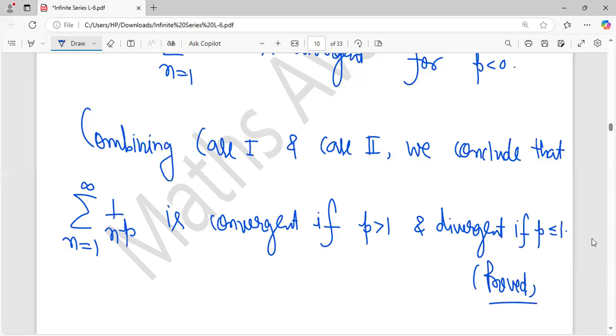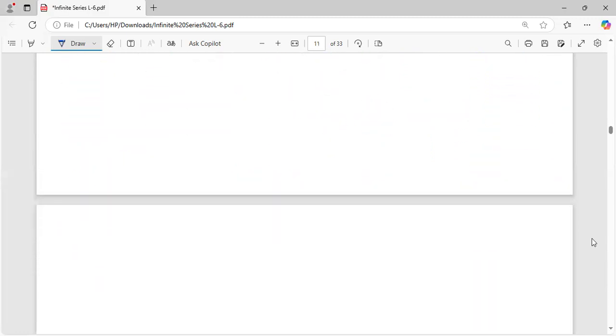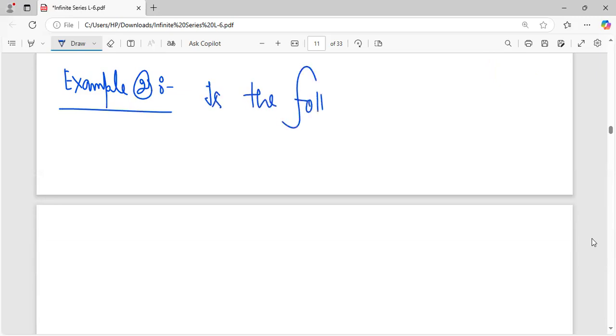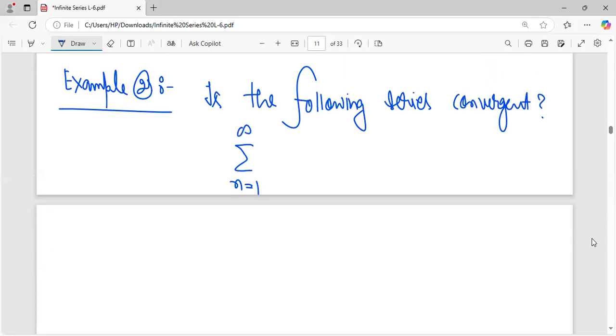Now see this function. Example 2. Is the following series convergent? What is the series? Summation n upon e to the power n squared, this series. Okay.